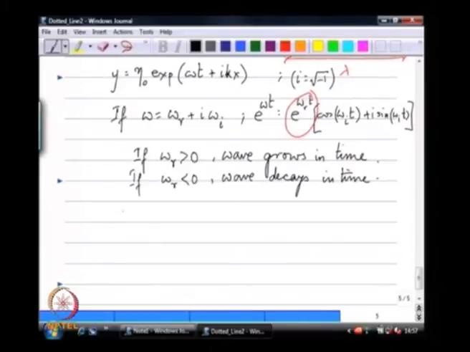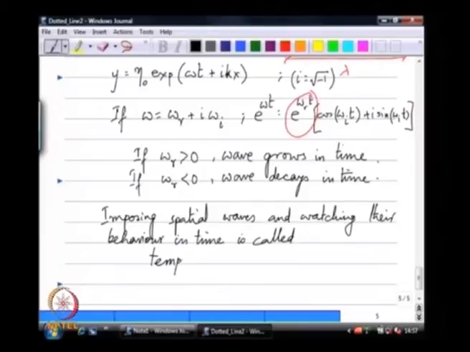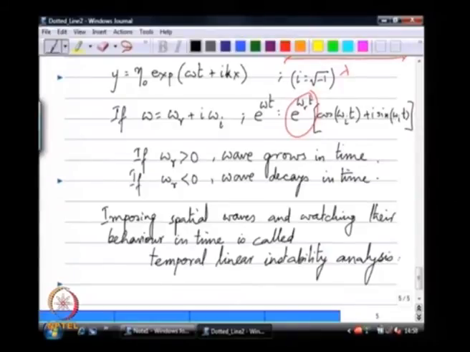Okay. So, essentially this idea of imposing spatial waves and watching how they evolve in time is called a temporal linear instability analysis.